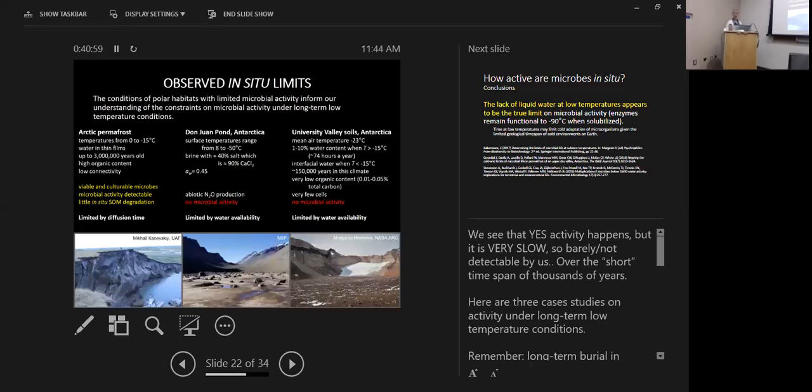Another place where we have not been able to document microbial activity is in the University Valley soils in Antarctica. University Valley is within the dry valleys. It's a slightly higher altitude valley, so it's much colder and drier than a lot of the dry valleys. The mean annual air temperature here is minus 23 degrees Celsius. So it does stay very cold all year round. And it's believed to have been about 150,000 years at about these temperatures and these conditions.